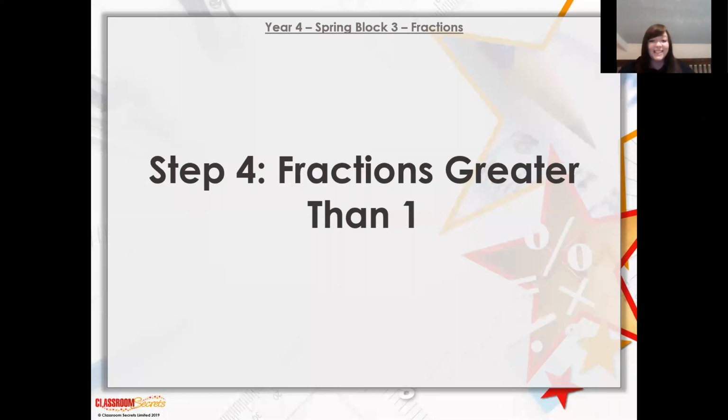Year 4. So today we're going to be looking at fractions that are greater than 1. So we've been looking at fractions and we know that they are parts of a whole. Now sometimes you can have a whole and then some more parts of a whole. So that's where fractions greater than 1 come in.